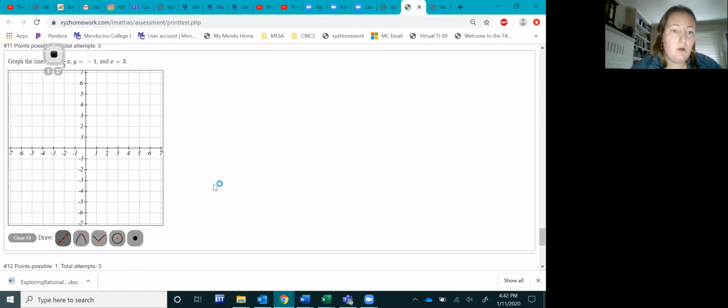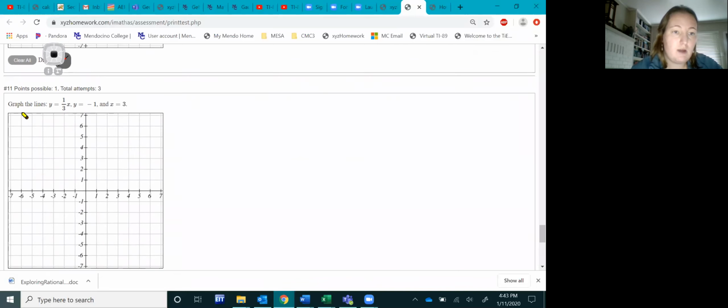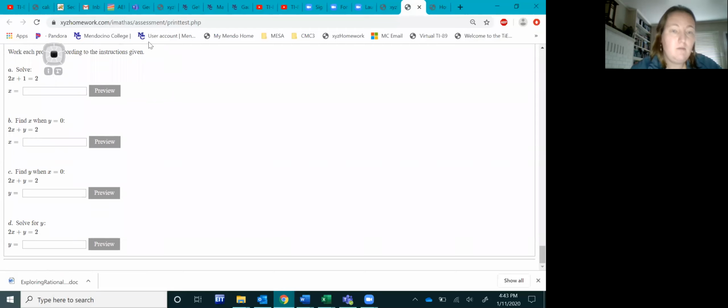Some of these have you graphing multiple things. So this one happens to be 3 lines. This is a line with a y-intercept of 0 and a slope of rise 1, run 3. Click down, so you've graphed the first one. y equals -1 is a horizontal line like that. x equals 3, vertical line. You can go on the same point, but I recommend just going anywhere else. And there's your 3 points, your 3 lines. All right, that takes care of that.